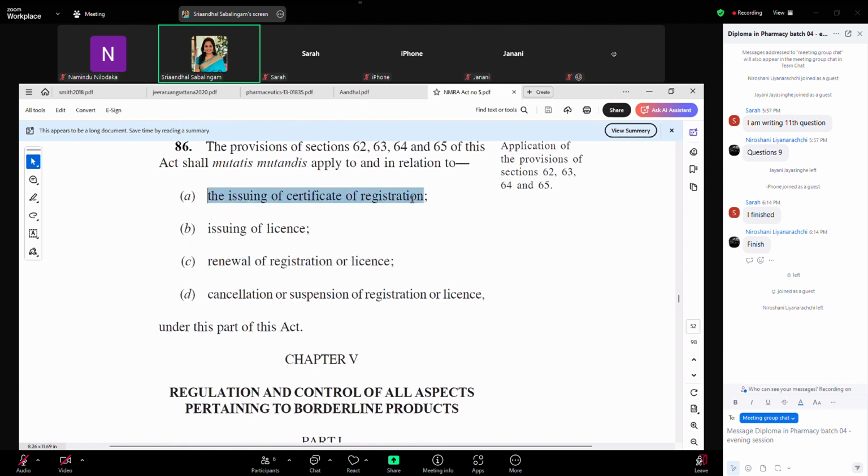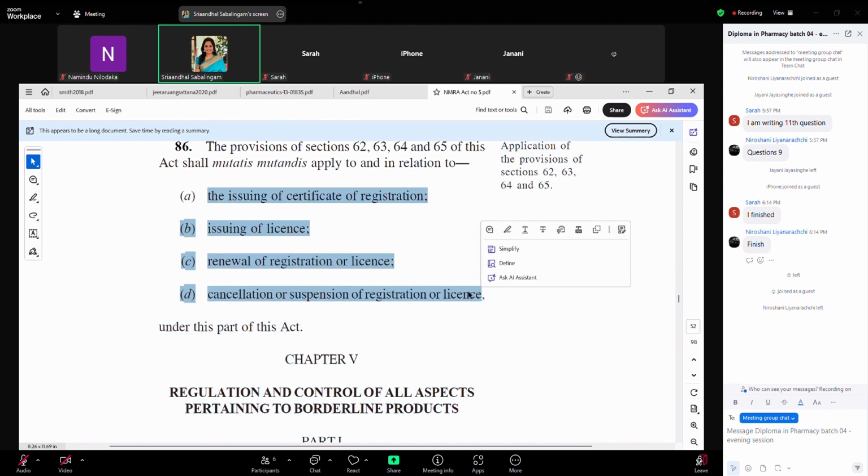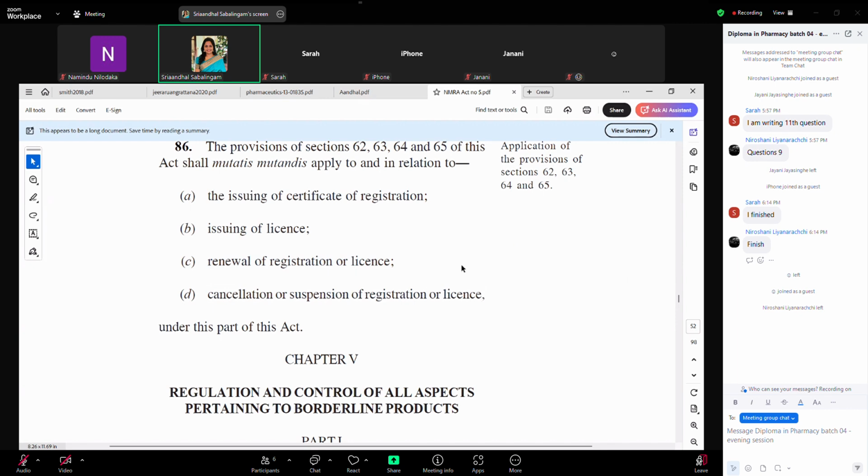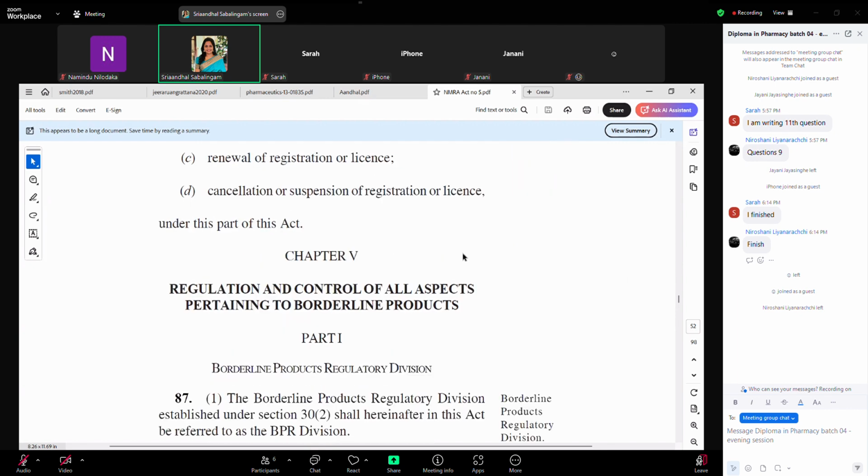So for the issuing of the certificate, the minimum time period is 1 year and the maximum is 5 years. And once the registration is about to expire, you should renew it 6 months before the expiry. And the issuing of license and renewal, registration or license, and cancellation or suspension of the registrations or the license, right? This whole part is applicable and the same for the medicine, medical devices, and the borderline products, right? Yes, that is for the medical devices.